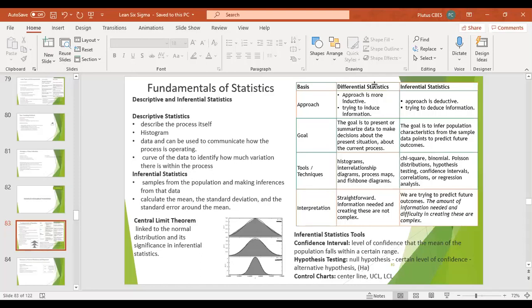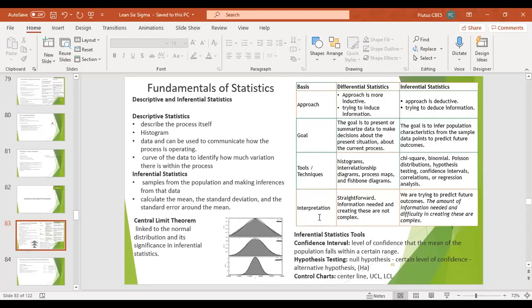And the tools and techniques for this are histogram, interrelationship diagram, process map, and fishbone diagram, and all the inferential statistics. Here, inferential: chi-square, binomial, Poisson distribution, which we saw previously, and hypothesis testing. We will cover hypothesis testing in this class today, and confidence interval, correlation, and regression analysis. These are all some of the inferential statistics.